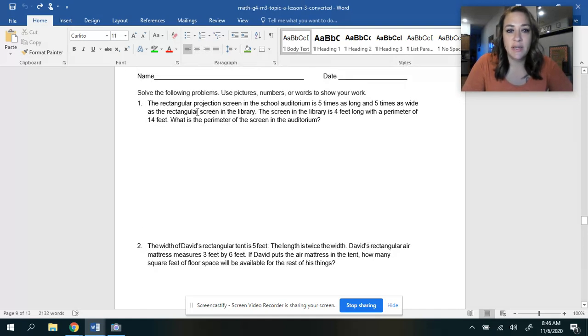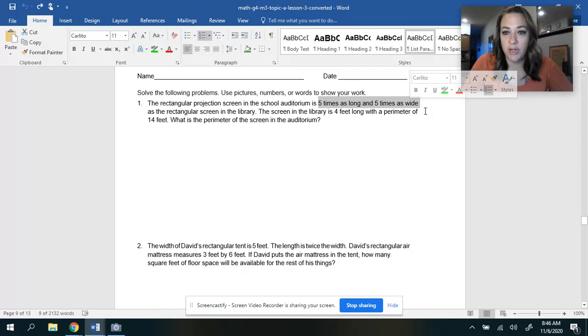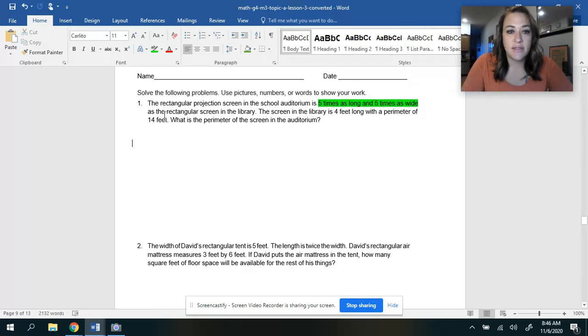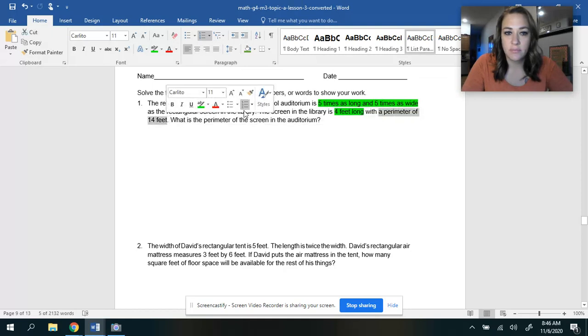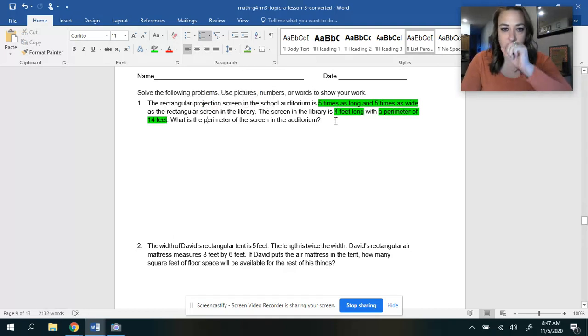So our first one says the rectangular projection screen in the school auditorium is 5 times as long and 5 times as wide. Okay, that's going to be important. As the rectangular screen in the library. The screen in the library is 4 feet long. That's going to be important. With a perimeter of 14 feet. Okay, that's also going to be important. And then our question is, what is the perimeter of the screen in the auditorium?